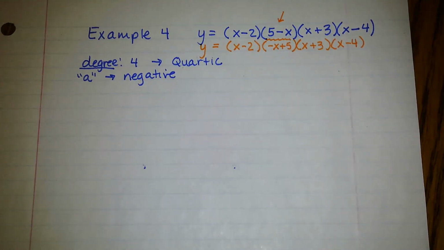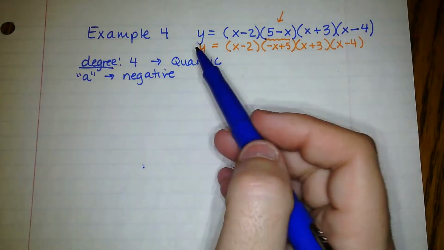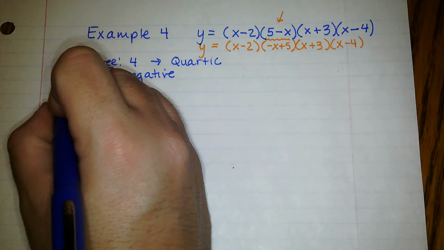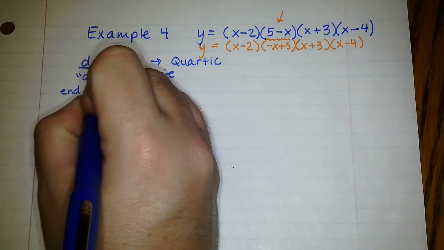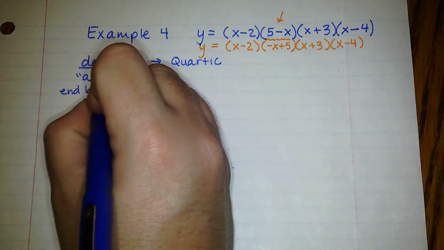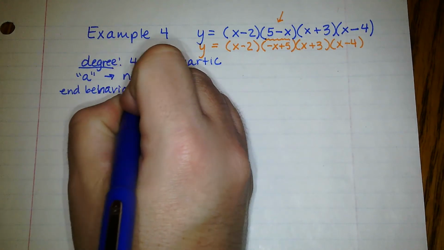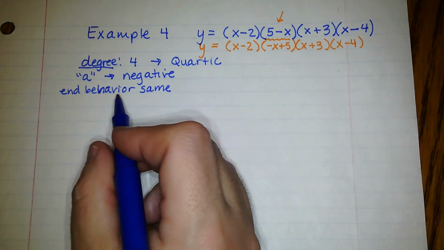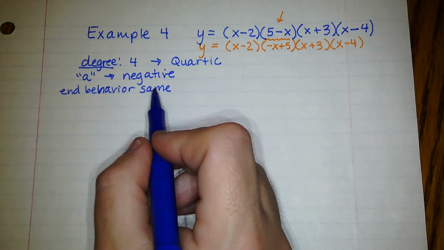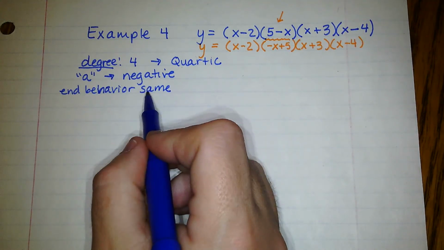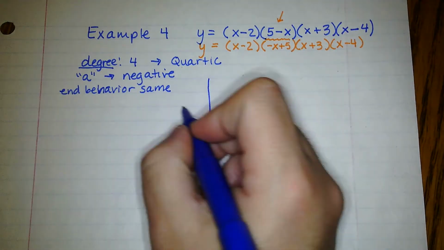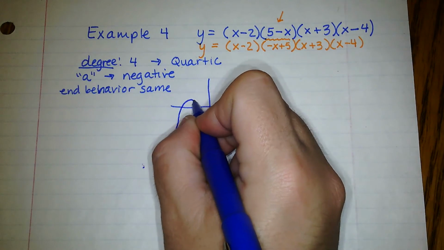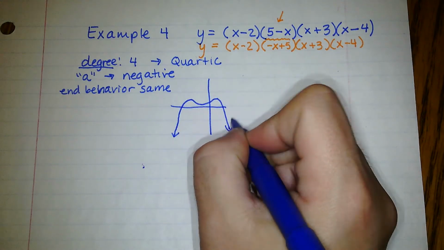When you have a negative quartic, what does that look like? Well, a quartic is a fourth degree, which means you're going to have end behavior that's the same. So it's either start up, end up, or start down, end down. And because a is negative, we are going to anticipate a start down, end down with a squiggle in the middle. So it'll look kind of like an M.